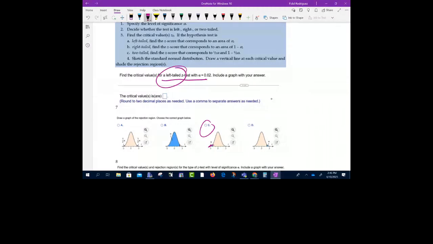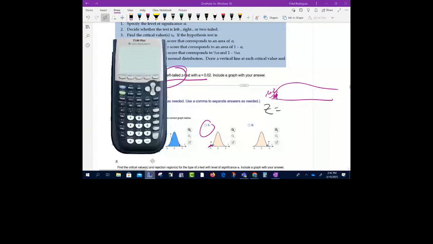But what they're telling me, y'all, is that the area there is 0.02. What we want to do is find that z-score. The way we find that z-score, y'all, is we go second bars, and we go to the inverse norm, because the inverse norm will tell me what the z-score is when the area to the left is 0.02.